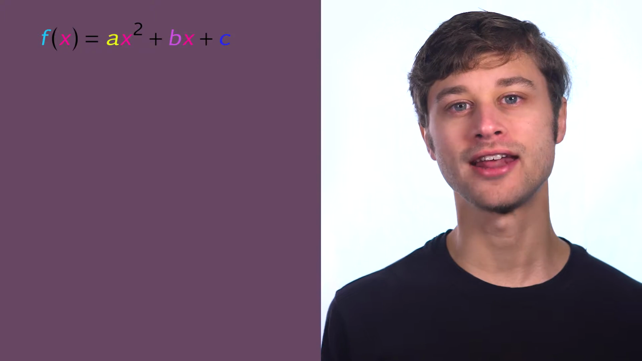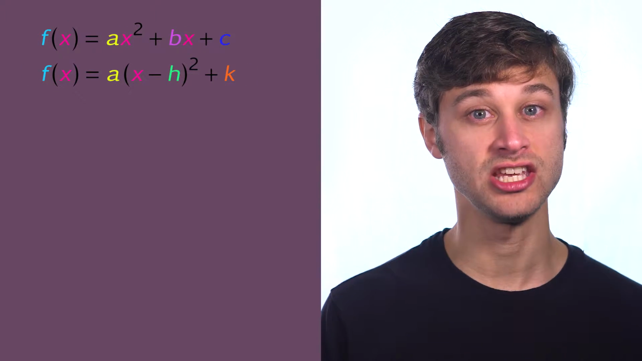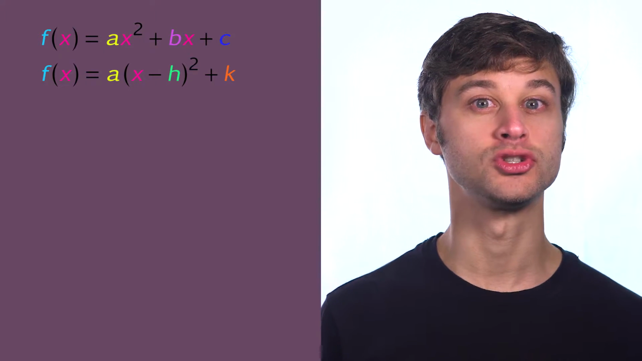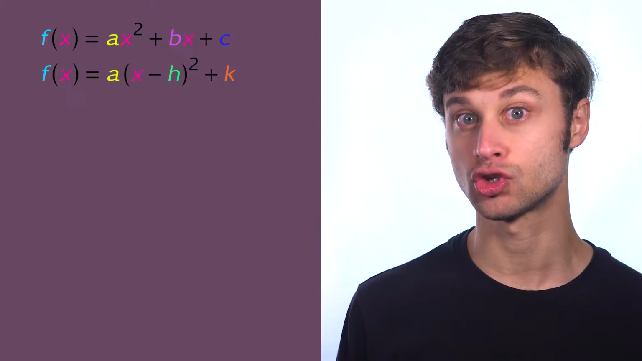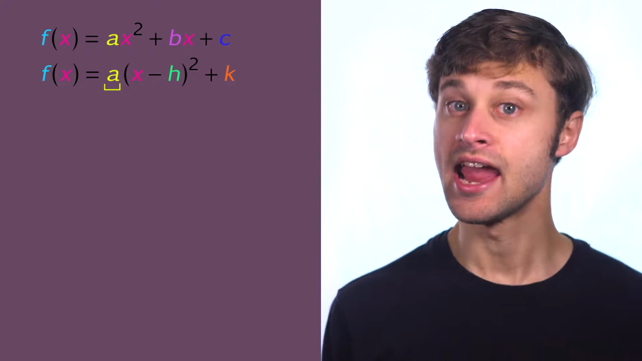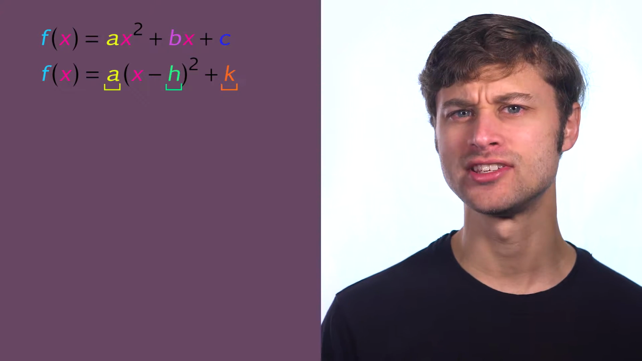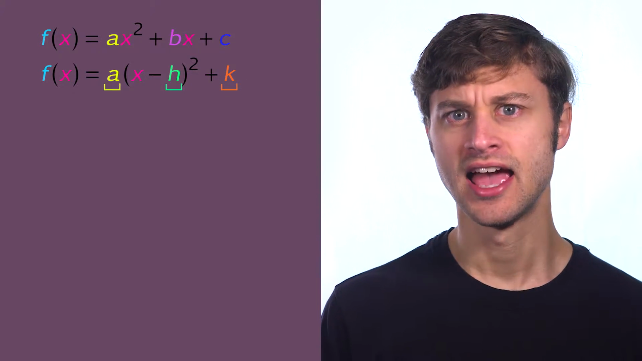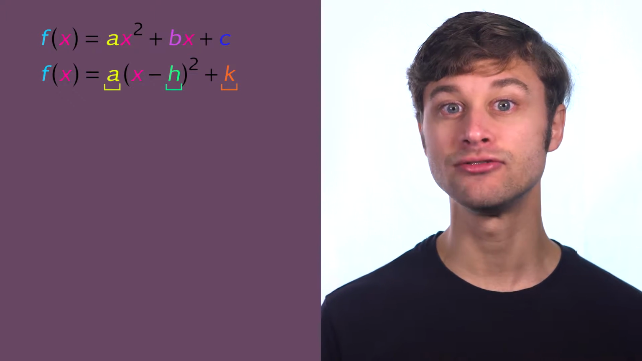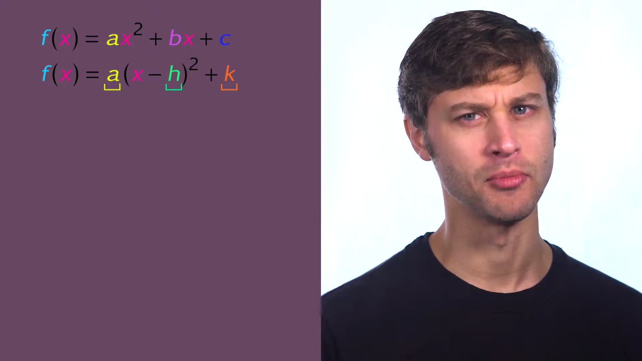But I can write quadratic functions in different ways, like this vertex form here, which is f(x) = a(x − h)² + k. a again is our leading coefficient. h represents our horizontal shift of the vertex, and k represents the vertical shift of the vertex. And in fact, h and k give the coordinate point of the vertex of the parabola. More on the vertex in a moment.